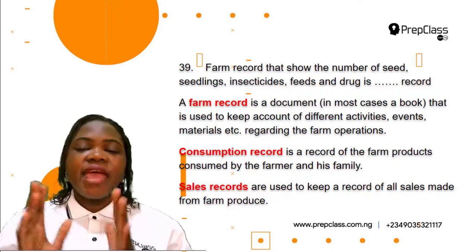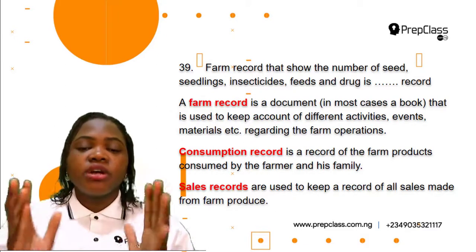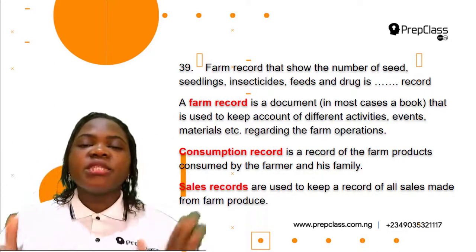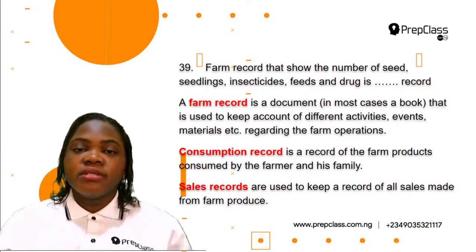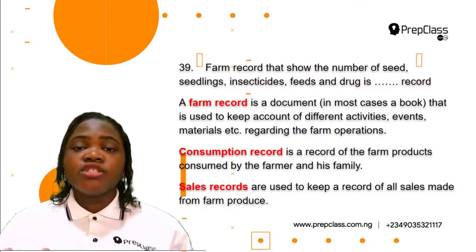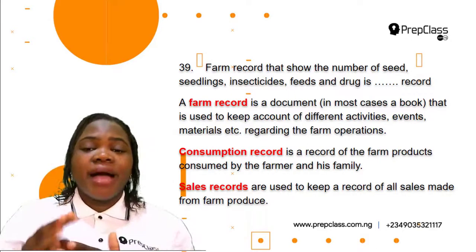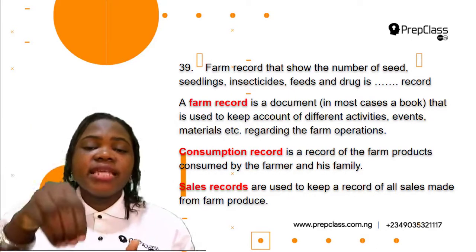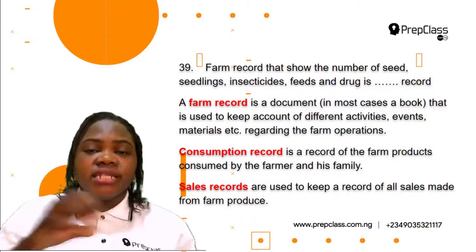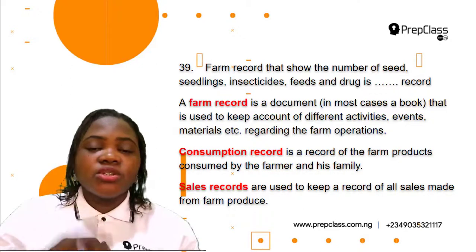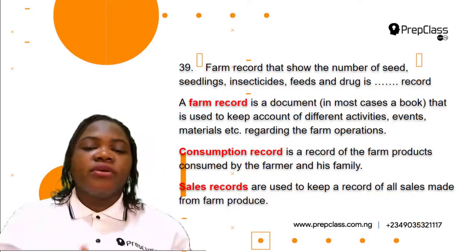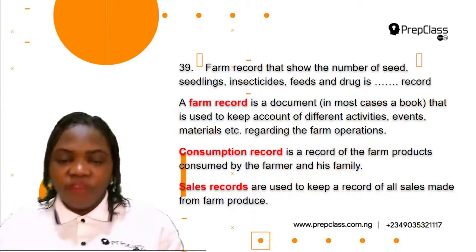Consumption record is a record of the farm products consumed by the farmer and his family. So not all the things produced in the farm are for sale. There are some of them that will be harvested and consumed by the farmer and his family. So these farm products that are consumed by the farmer and his family is put into the consumption record. So that is where it is being recorded.